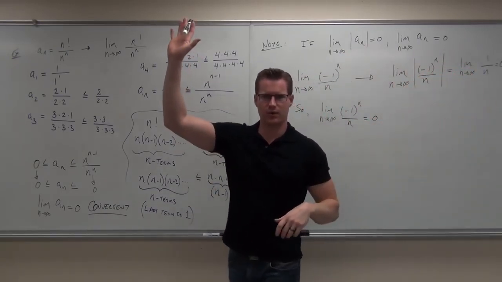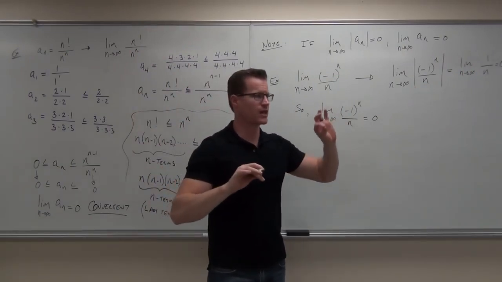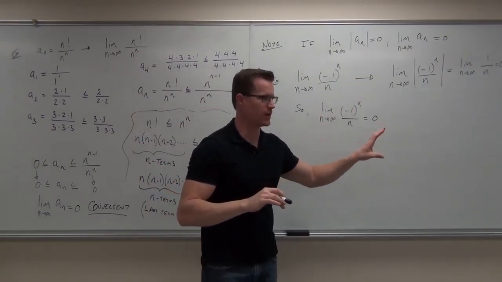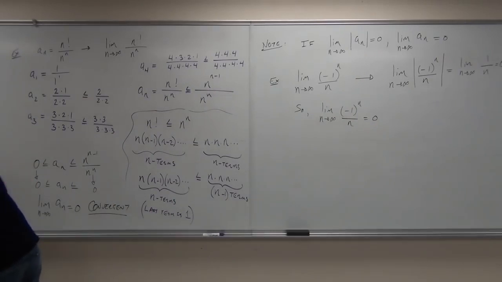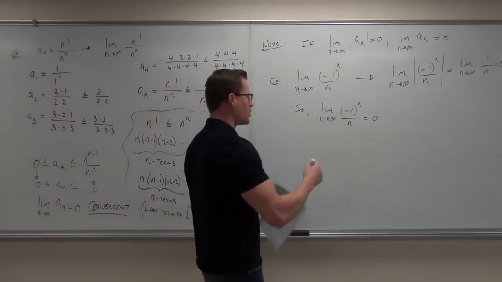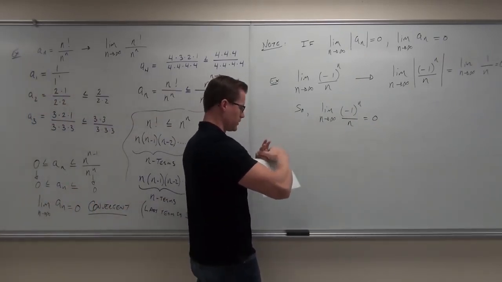Show of hands if you feel okay with that one. That's real nice to get rid of the (-1)^n real fast. You can do that a lot, okay? And we will be doing that a lot. Okay, last one. We've actually already used this. Very cool little theorem here.